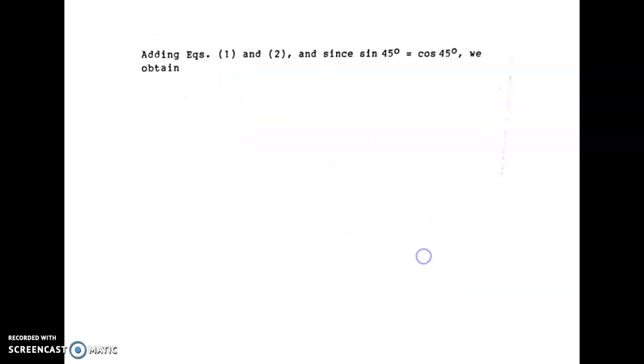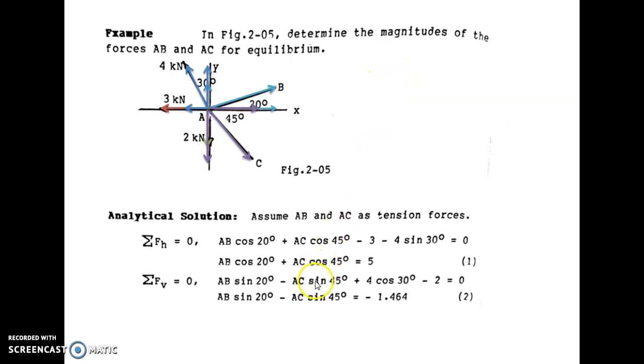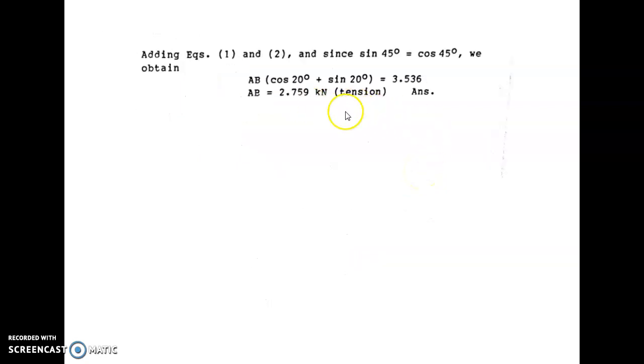Okay, so solving natin yung equation na yan, simply adding equation 1 and equation 2, since sine 45 and cosine 45 is equal, so alam naman natin yan, equal yan, then we obtain, okay, this one, ano, AB plus sine 20. So, parang nangyari, it will go back dito, ano, itong equation 1 dito, saka itong equation 2. Magka-cancel lang itong dalawang AC. Okay, so, kaya ito yung naging sagot. Positive yung sagot, so tama yung assumption.